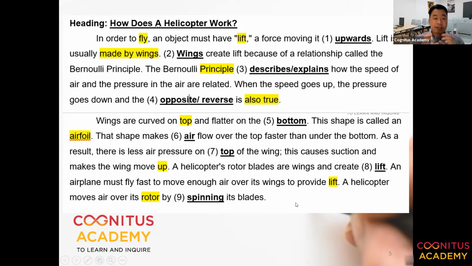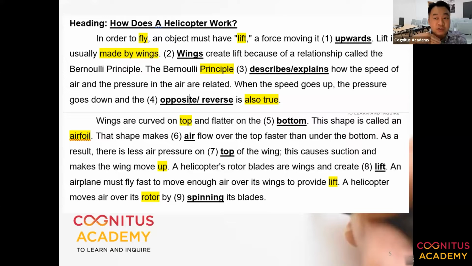So notice I have highlighted some of the words. The words are highlighted because they are clues to some of the blanks that the students are required to fill. So let's go through the first few, and I would like to demonstrate the logic of this process. First is to read everything, second is to write down the headings, and third is to answer the question. So I start with number 1. In order to fly, an object must have lift, a force moving it blank. So upwards is the best word for this blank because prior to that, we see the word fly.